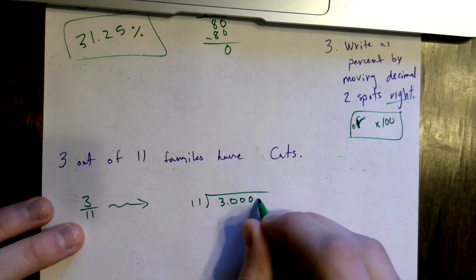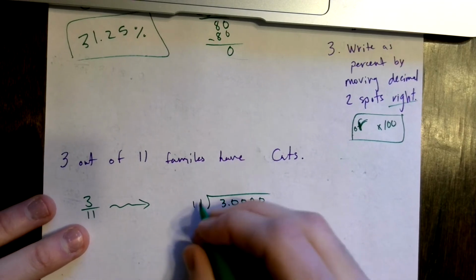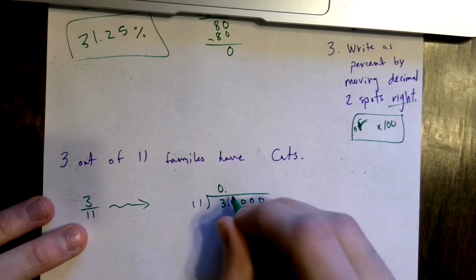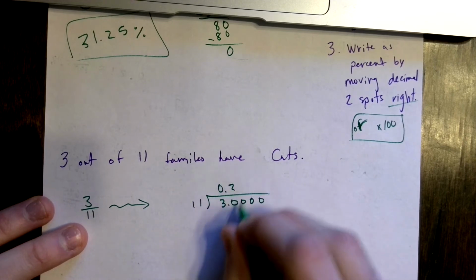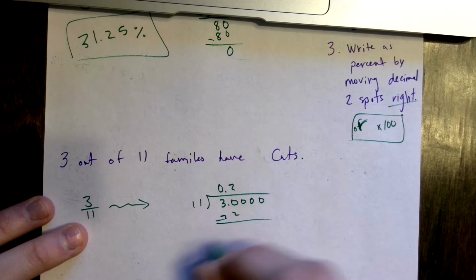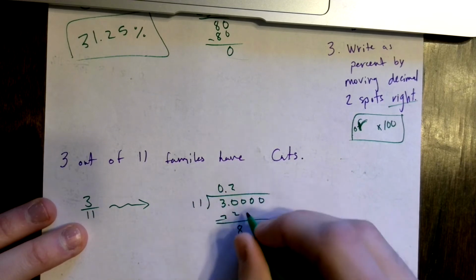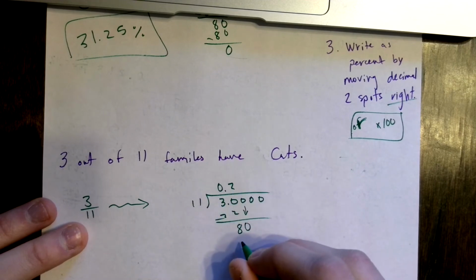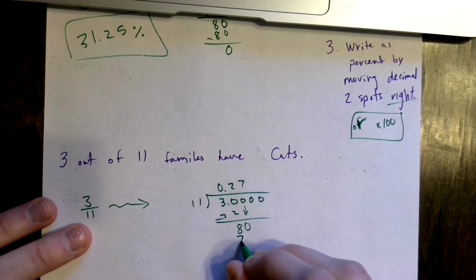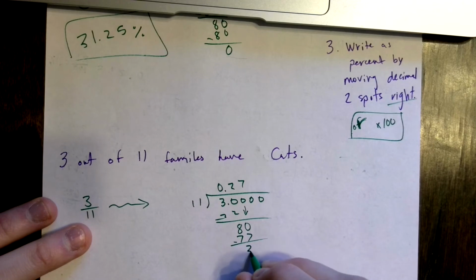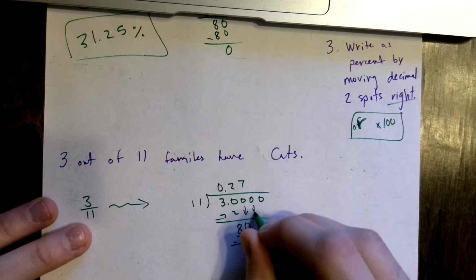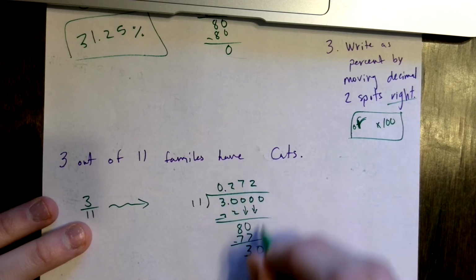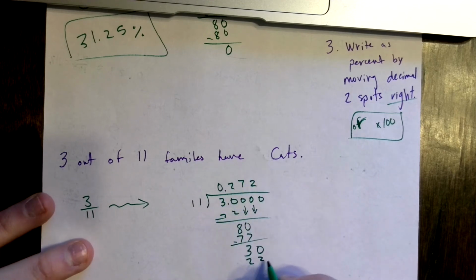Remember, our top number always goes on the inside. I don't know how many zeros we're going to need. 11 goes into 3 0 times, goes into 30 2 times as 22. Subtract that out. We got 8 left behind. Doesn't go into 8, pull down a 0. 11 goes into 80 7 times as 77. Subtract that out. We got 3, pull down a 0. 11 goes into 30 2 times as 22.